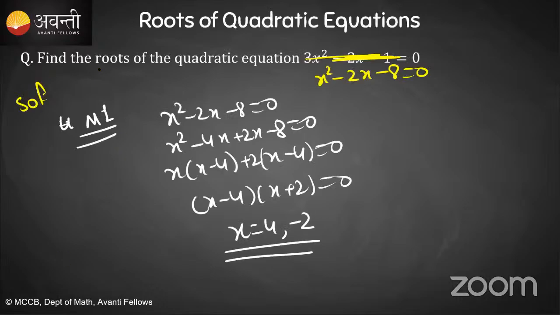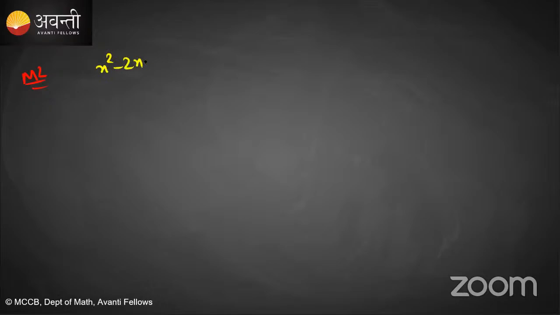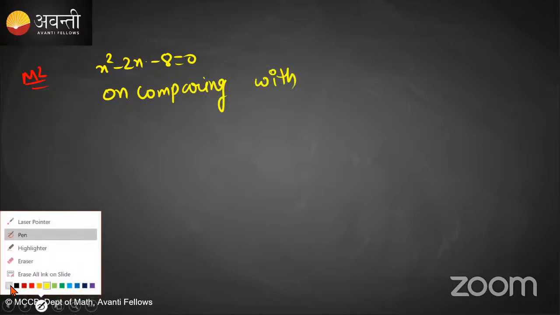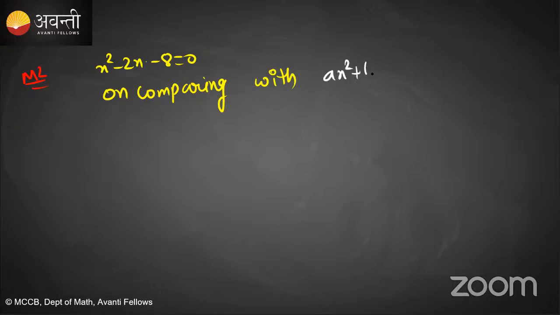Okay, what is the quadratic equation? x square minus 2x minus 8 is equal to 0. Now, on comparing with ax square plus bx plus c is equal to 0, we can directly see that, what is your a? A is nothing but coefficient of x square, which is 1. What is your b? Coefficient of x, which is -2. What is your c? Constant, which is -8. Right?